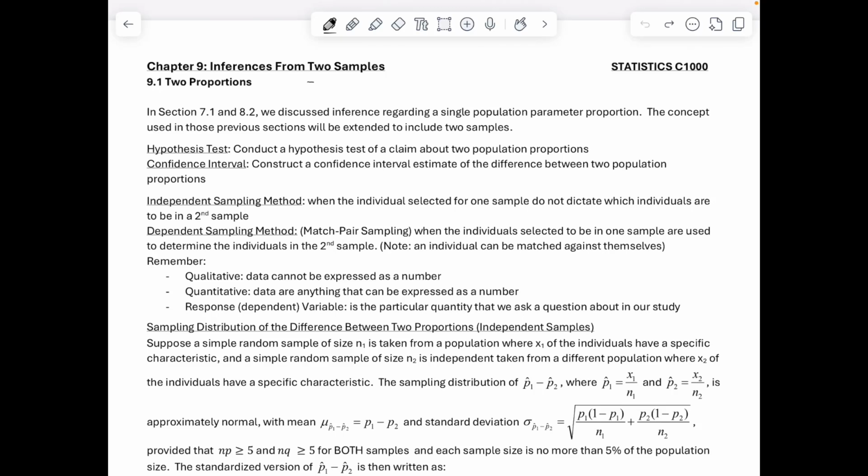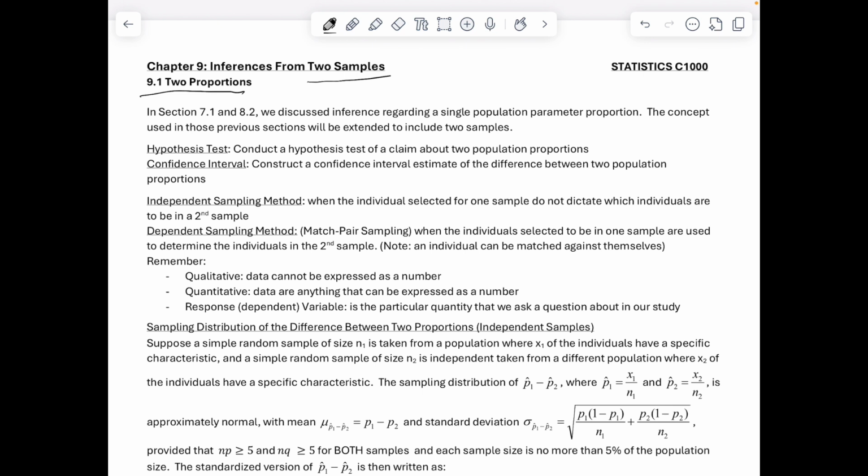Chapter 9 is on inferences from two samples. This is a continuation of what we saw in Chapter 8, but now, from dealing with one mean, one proportion, we're going to extend this to two means and two proportions. So section 9.1 is on two proportions.